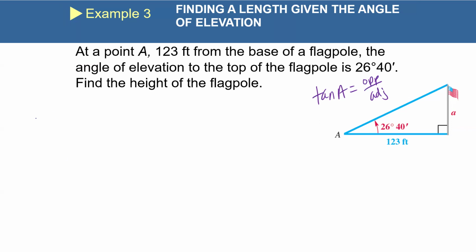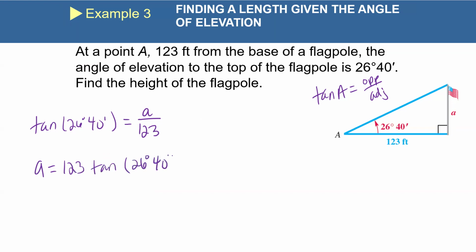So plugging in what we know. Angle A is what? 26 degrees and 40 minutes, right? The measurement of angle A is 26 degrees and 40 minutes. And then our opposite is our unknown, side A, some amount of feet. And our adjacent is 123. Can I solve for A? How do I solve for A? Multiply, perfect. So we know that A equals 123 times the tan of 26 degrees and 40 minutes.